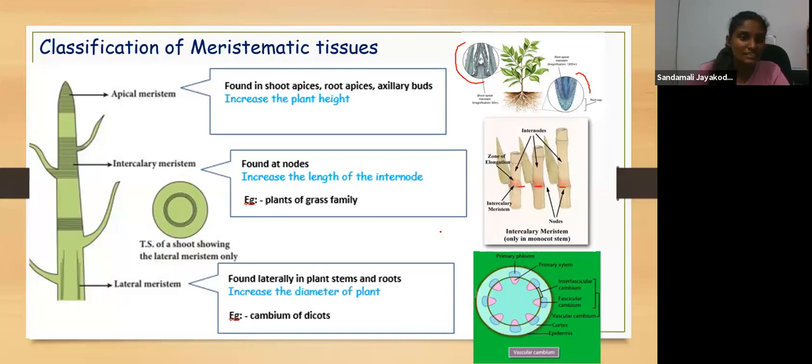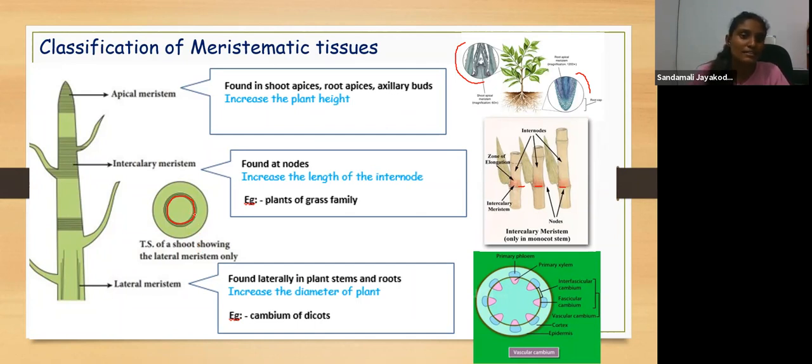And then the third type of meristematic tissue is lateral meristem. Lateral meristem can be found laterally in the plant stem or roots. Normally, here in this transverse section of the shoot, you can see that there's a round circle. This circle is the meristematic tissue which is increasing the width of the plant. That means the diameter of the plant is increasing due to the activity of this lateral meristem.